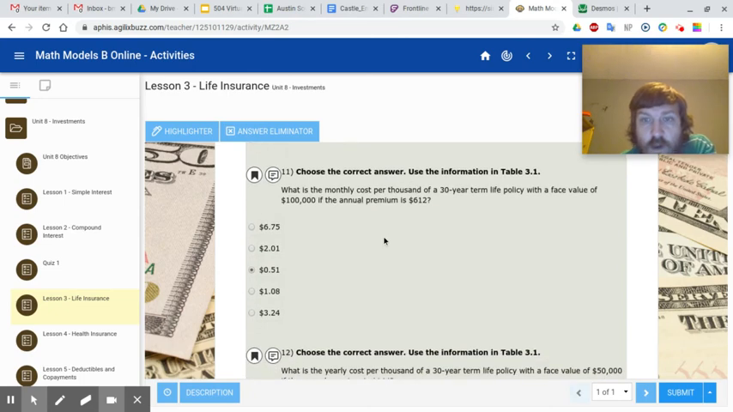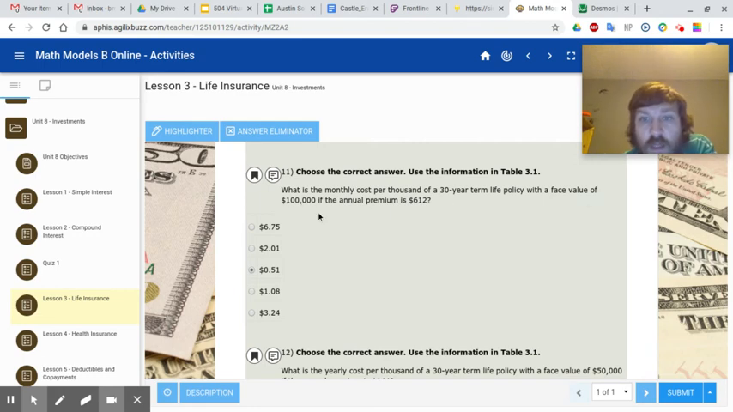Okay, so this is a little bit different, but it's having us calculate the monthly cost of something. So it says, what's the monthly cost per thousand of a 30-year term life policy with a face value of $100,000 if the annual premium is $612? So there's a lot going on in this problem. What we need to know is that the annual cost is given, and we want to know the monthly cost. And we also know that it's for $100,000.